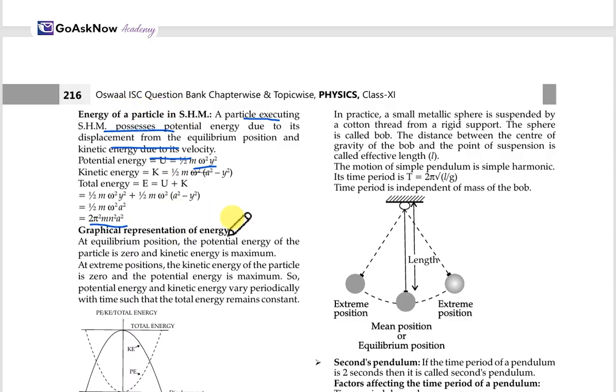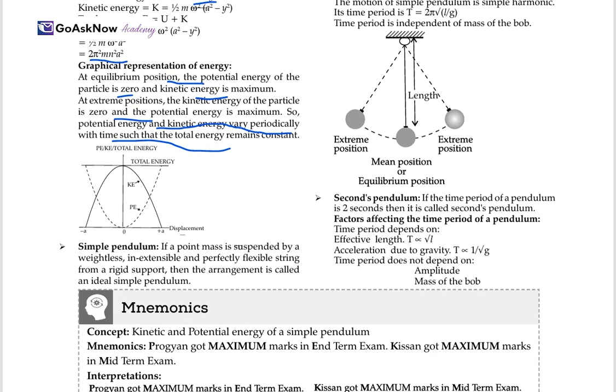Now the graphical representation of energy. At the equilibrium position, the potential energy of the particle is 0 and the kinetic energy is maximum. At the extreme point, the kinetic energy of the particle is 0 and the potential energy is maximum. Both vary inversely. The potential energy and the kinetic energy vary periodically, while the total energy remains constant. So this is the graph representing both energies, potential and kinetic, as well as the total energy, with its maximum and minimum points as well.